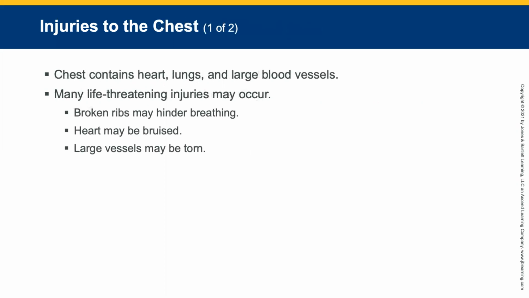Injuries to the chest. The chest contains the heart, lungs, and large blood vessels. I hope we know that by now. Many life-threatening injuries can occur here. Broken ribs may hinder breathing. Bruising may occur to the heart and cause irregular heartbeats. Large vessels of the heart may be torn inside the chest, causing massive unseen bleeding. Air may collect between the lungs and the chest wall, known as a pneumothorax. The collection of blood in the chest is called a hemothorax.